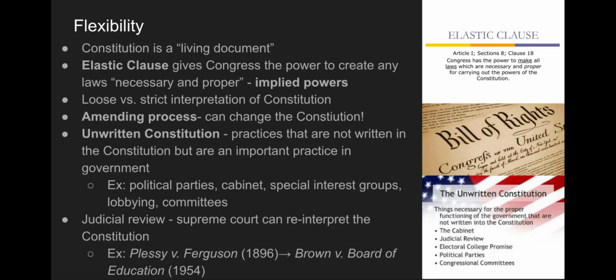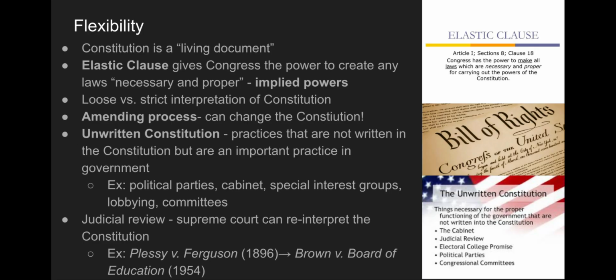So one of these last important principles is flexibility. The Constitution is considered to be a living document. It's alive. It can change with the times. And how it does this, one of the most important ways is through the elastic clause. This is a clause in the Constitution under the section of the legislative branch, Article 1, and it gives Congress the power to create any laws that are necessary and proper to the functioning of government. Anything necessary and proper. This is vague on purpose.